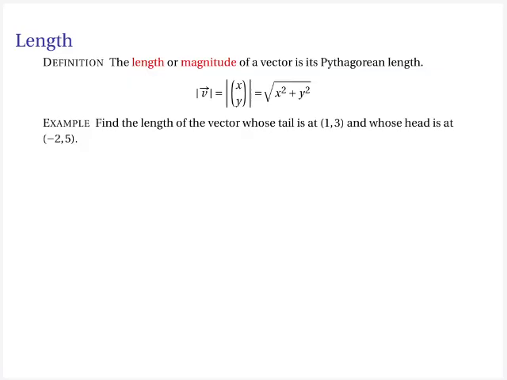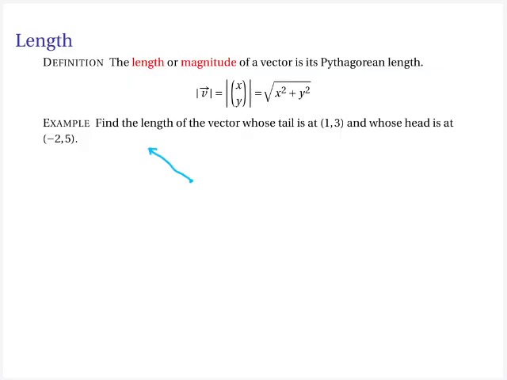You can put the absolute value bars around the v, you can put the absolute value bars around the xy column, or you could just take the square root of x squared plus y squared. And I did an example, but it's not a tough example. I have a vector whose tail is at 1, 3 and whose head is at minus 2, 5.